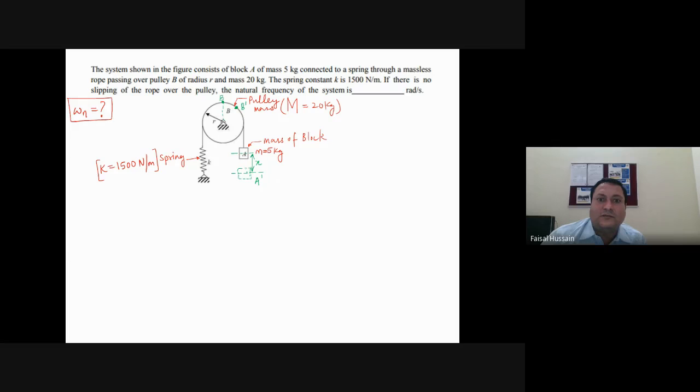So when block A moves to A dash, this point B which is on the pulley moves to B dash. Let this be the angle theta through which it is moving. If the point B is moving to B dash, the spring will expand, as a result of which there will be a restoring force developed.